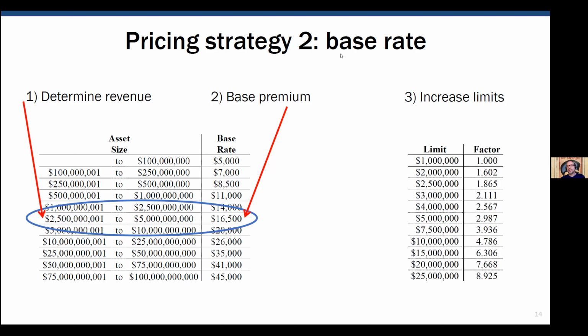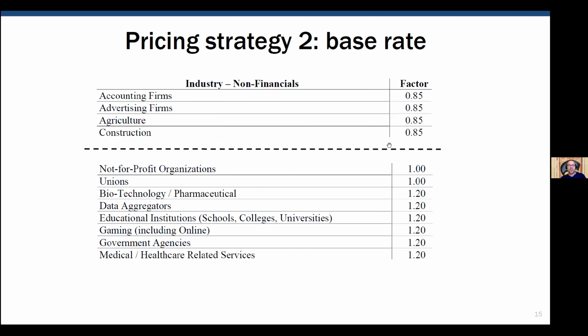But if they want to raise the limit to, say, $5 million, then we would multiply the $16,500 by 2.987. And that's just what you do. If they wanted $25 million, they would multiply the $16,500 by almost 9. And then we just continue. This approach is really just a linear product of these different factors: 16,500 times whatever limit multiplier times an industry multiplier.